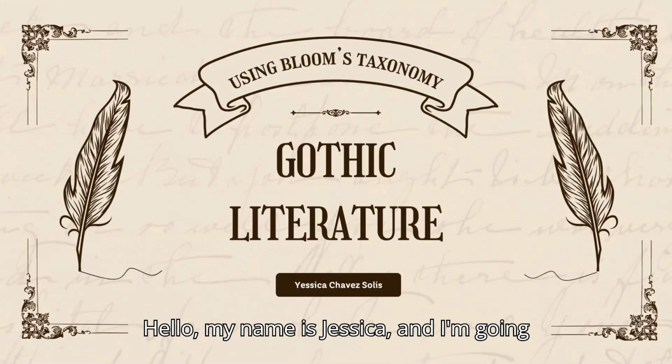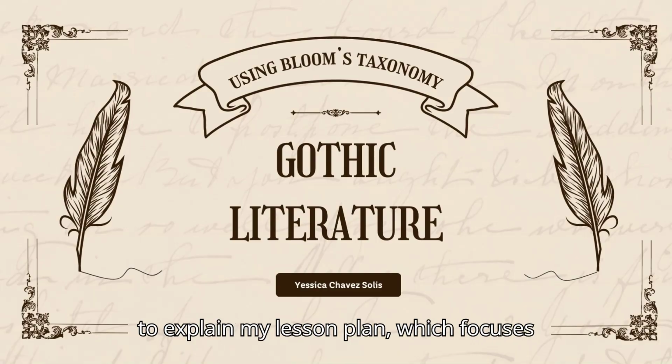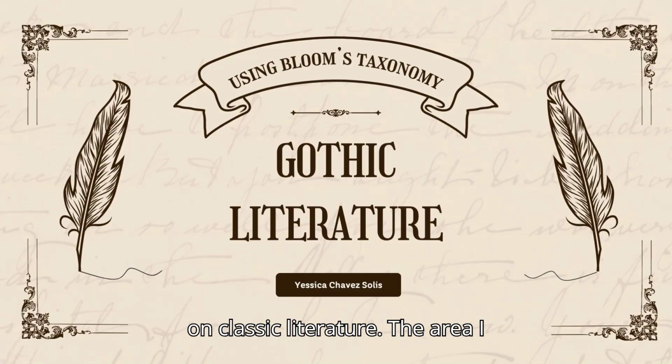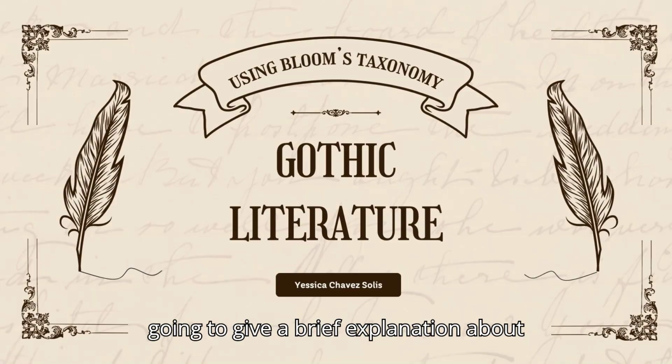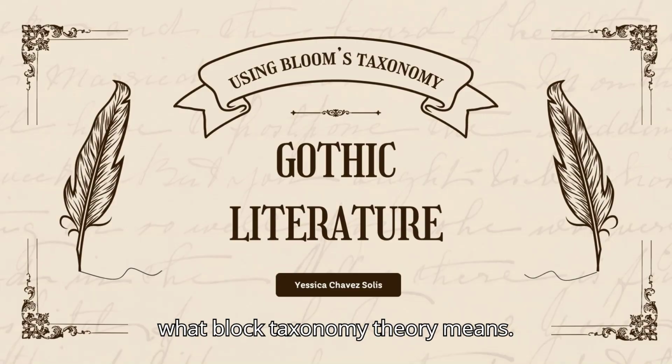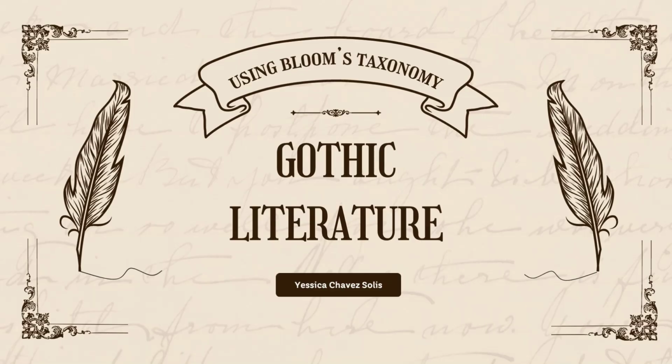Hello, my name is Jessica, and I'm going to explain my lesson plan, which focuses on Gothic literature. The theory I will be using is Bloom's taxonomy. My target audience is 12 years old to adulthood, and before we get started, I'm going to give a brief explanation about what Bloom's taxonomy theory means.